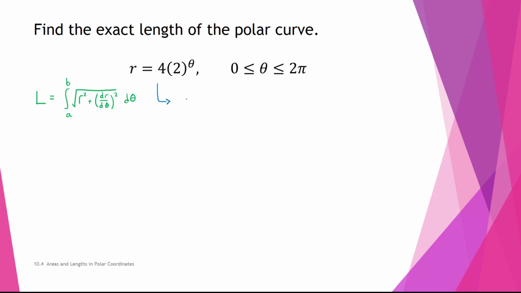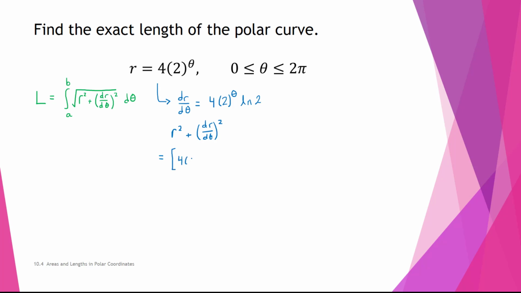Because r is equal to 4 times 2 to the power theta, dr/dθ is 4 times 2 to the power theta times the natural log of 2. Now I will work on simplifying r squared plus (dr/dθ) squared, which is the expression we see under the square root in the arc length formula.